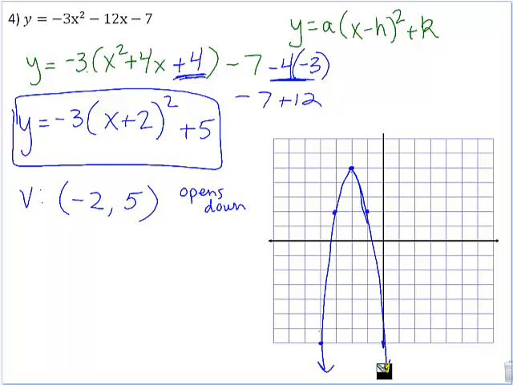The 12? Okay, so if we go over 2, we have to think, all right, well, what's 2 squared going to be? 4. 2 squared is 4, and then we have to multiply it by the 3. 4 times 3 is 12. So when we go over 2 from our vertex, we should go down 12.